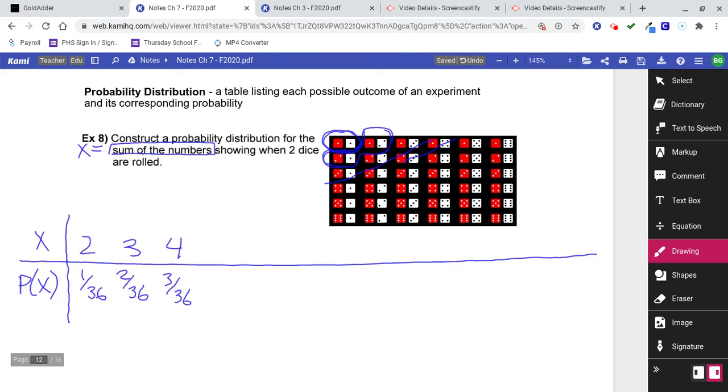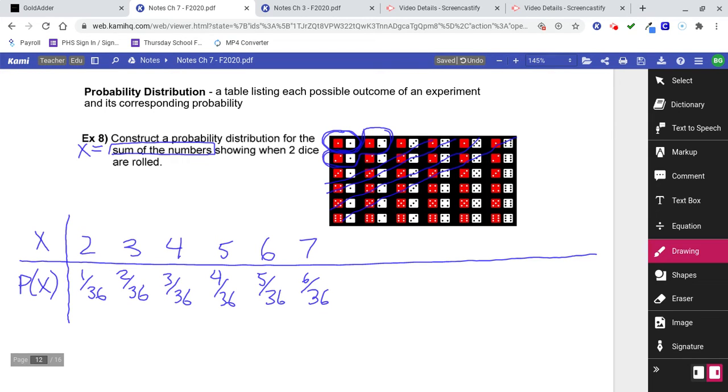Or a sum of 5. It looks like there are 4 of those. 4 and 1, 3 and 2, 2 and 3, 1 and 4. Did I do that right? Sum of 5, there are 4 of them out of 36. Okay. Sum of 6, there are 5 of them out of 36. A sum of 7, there are 1, 2, 3, 4, 5, 6. There are 6 of them.